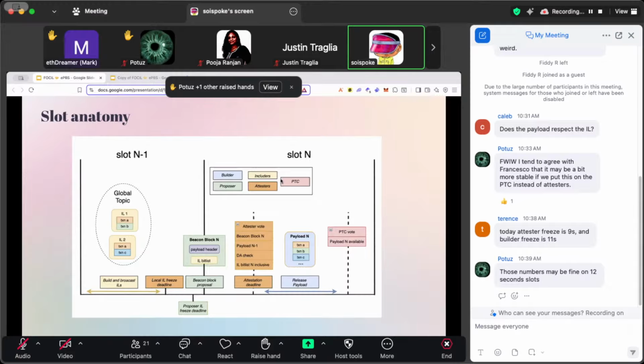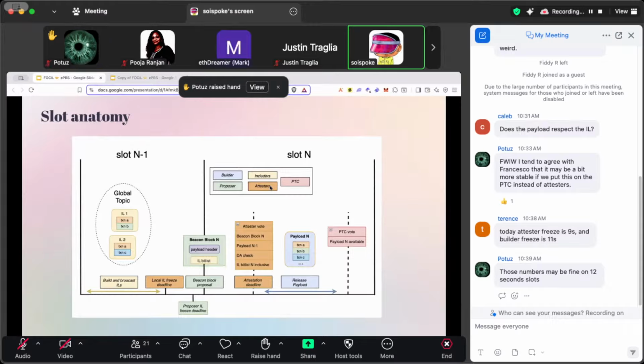So we have two deadlines here, a local IL freeze deadline and a proposer IL deadline. I assume the local IL is for the attesters. Yeah, and the idea is that the proposer IL is really more for the builder. It's also for the proposer, because the proposer still has to check the builder's IL bit list and only accept if it's congruent with their view.